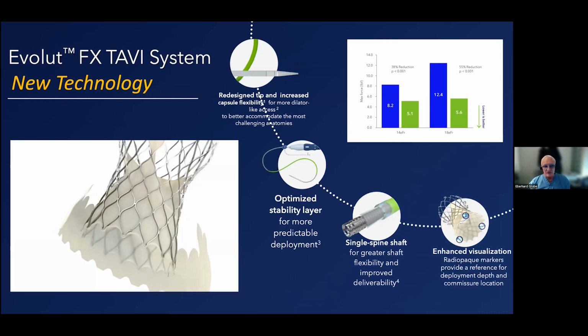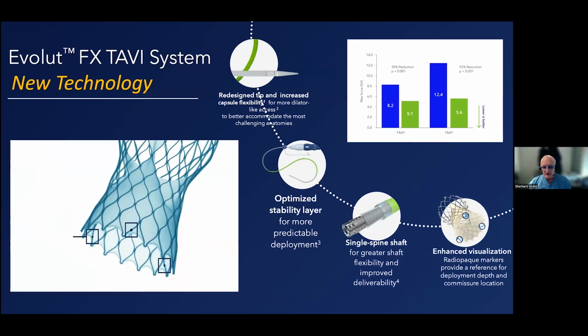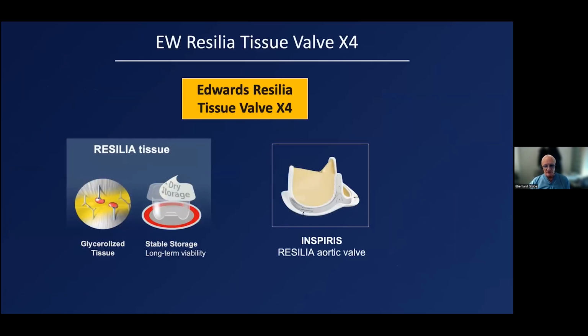The Evolut FX TAVR system has a redesigned tip and increased capsule flexibility. It does have an optimized stability layer, a single spine shaft for greater shaft flexibility, and enhanced visualization with radiopaque markers to provide a reference for deployment depth and commissural localization.